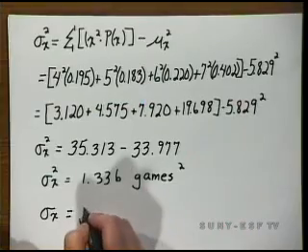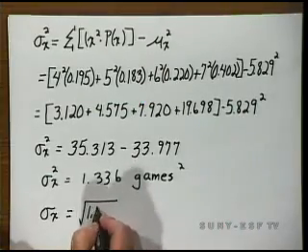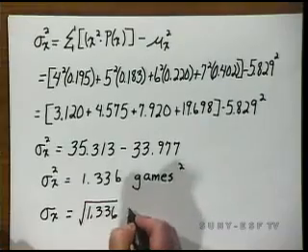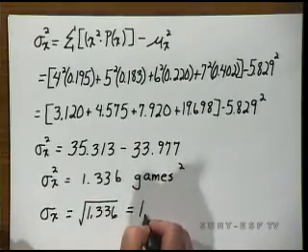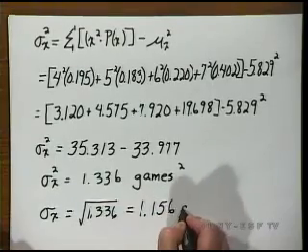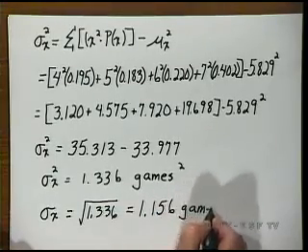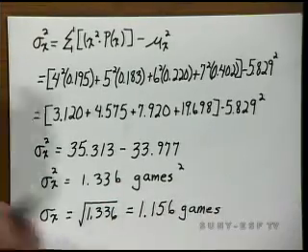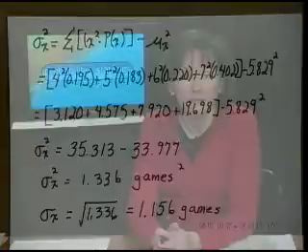So we're simply going to take the square root of our variance to get the standard deviation. Let's do that now. If we take the square root of 1.336, this will give us the standard deviation of 1.156 games. We now have the mean, the variance, and the standard deviation of our discrete random variable.